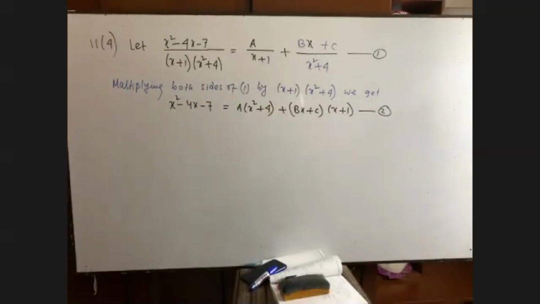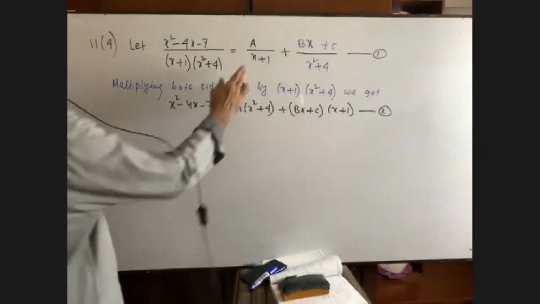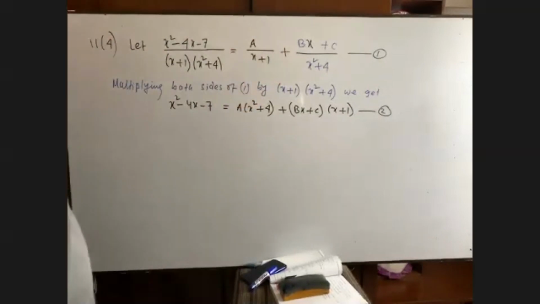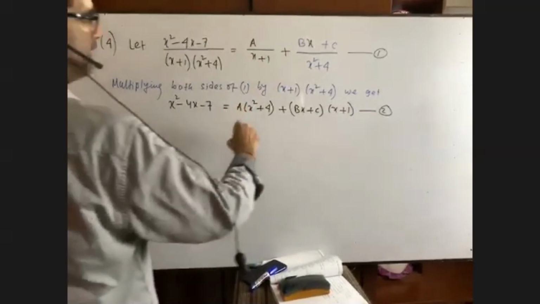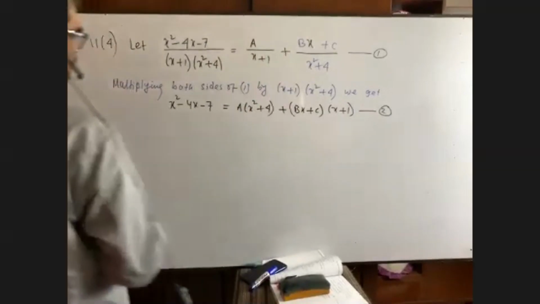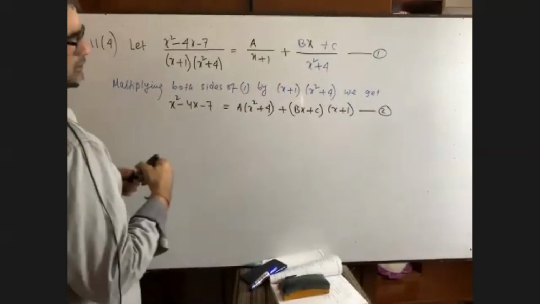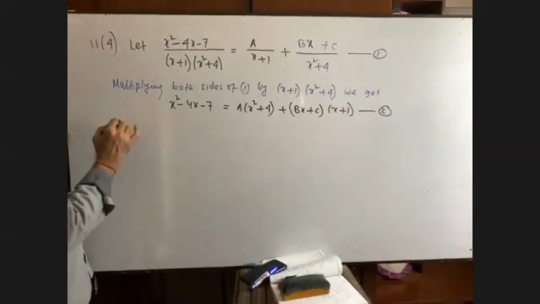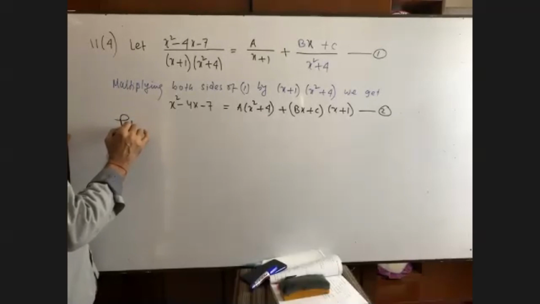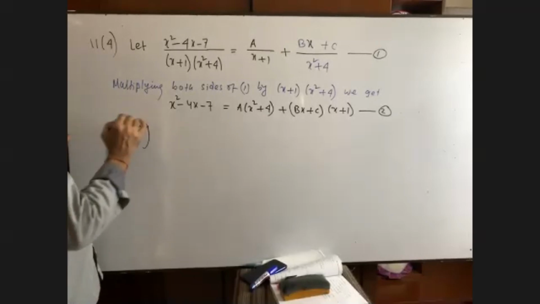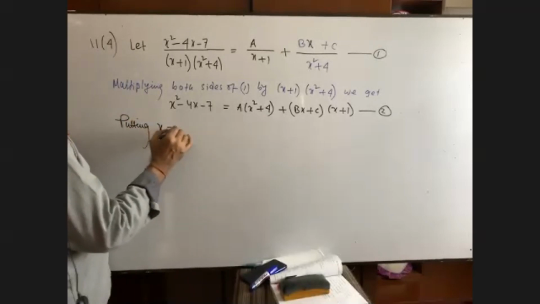What value do we know here? We know only x equals minus 1, and no other value, because we don't get any from here. So there is only one value, which is x equals minus 1. Write down, putting x equals minus 1.